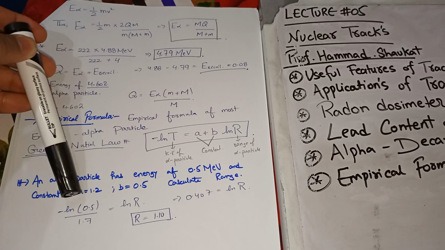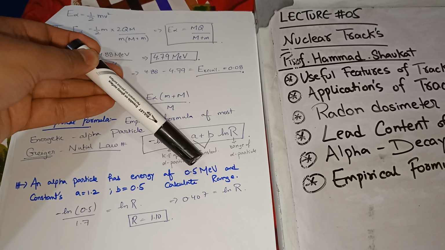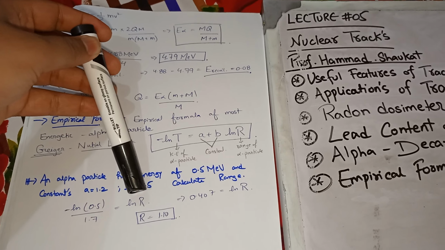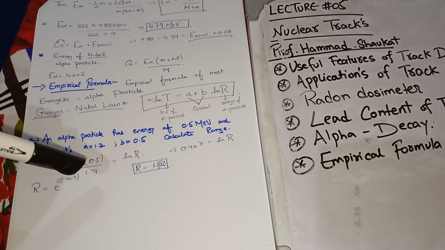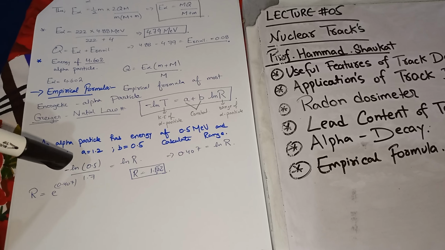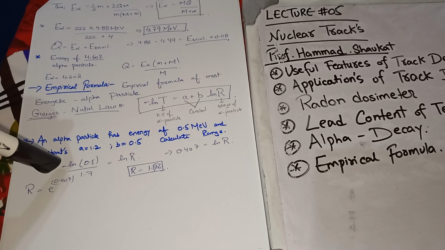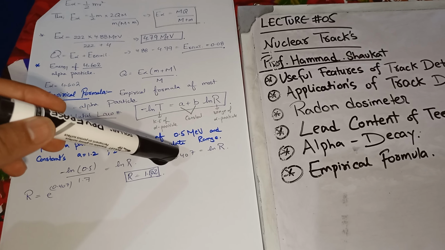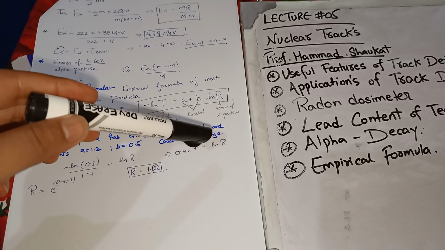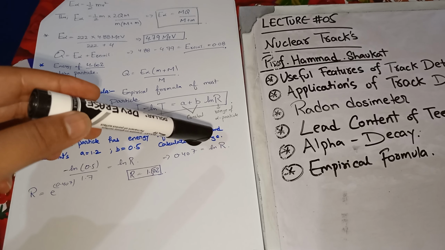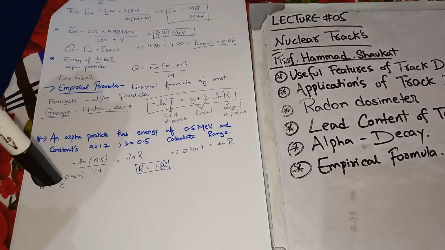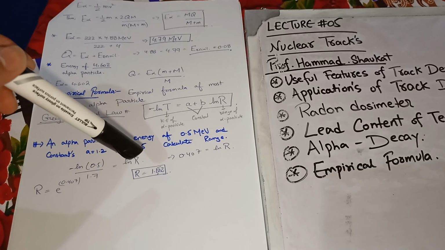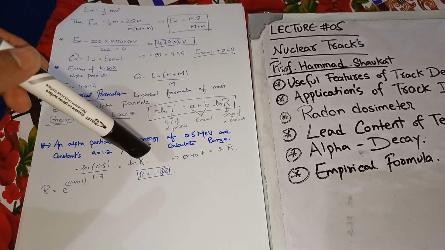So minus ln of the T value, which is given as 0.5, divided by A plus B, equals ln of R. You can see 1.7 here. After calculating minus ln of 0.5 divided by 1.7, you get 0.407 equals ln of R. Now to remove the log, you have to take the exponential. So R equals e to the power 0.407, and your final answer is 1.5, and that is your range. Thanks for watching. Allah Hafiz.